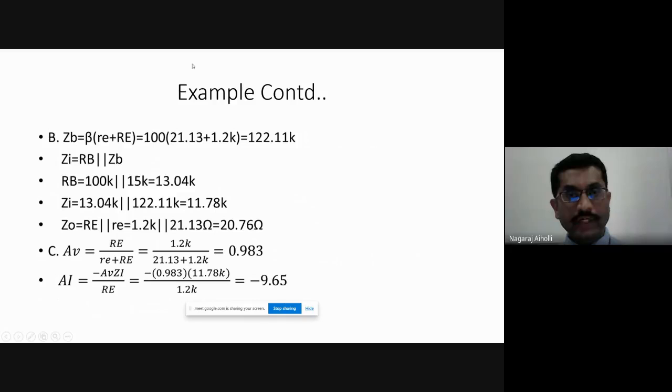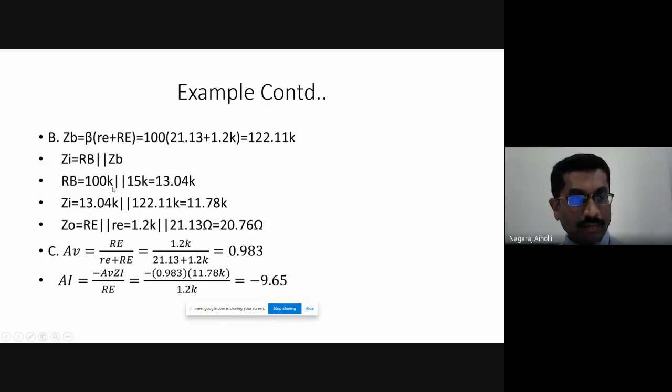So we get 122.11 K. Just verify your answers, 122.11 kilo ohms. Next, we can find out Zi from this ZB, whatever we have obtained. Zi is equal to RB parallel ZB. So if we want to find out Zi, we need ZB. That's why we calculate ZB first. Then Zi is equal to RB parallel ZB.